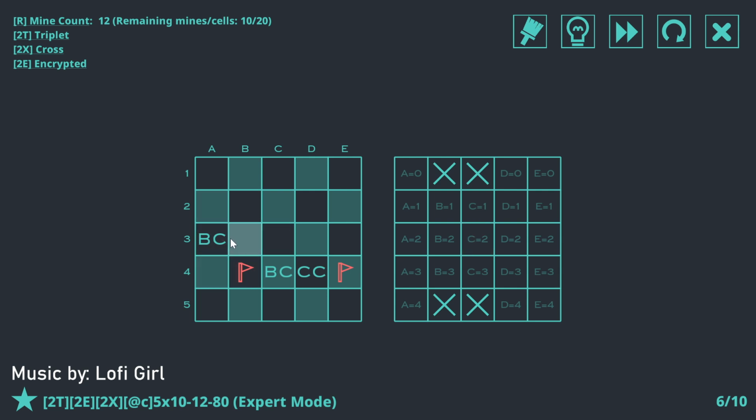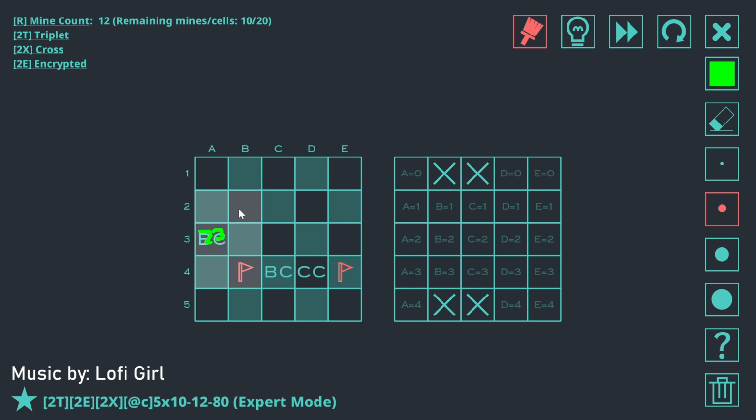Now BC can't be 2, 3. If it were 2, 3, then these will both be mines, which will give you a full column. So one of these is at least 1. One of these is a 1.